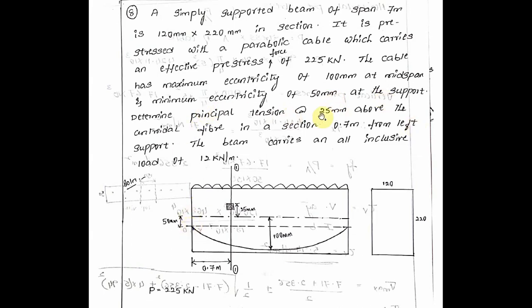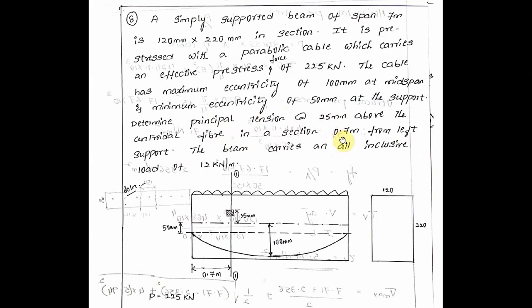Determine the principal tension at 25 mm above the central fiber in a section 0.7 meter from the left support. The beam carries an all-inclusive load of 12 kilonewton per meter. Inclusive load means it includes the dead load and live load.